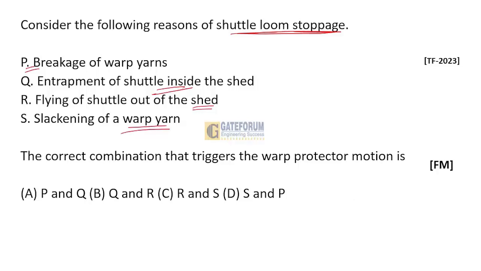When the shuttle goes from one end to the other end, what are the possible outcomes, or what are the possible reasons when a shuttle can stop? It may be due to the breakage of yarns, it may be due to other mechanical or chemical processes during the machine, or if I say something in the shed, if the shed breaks or the yarn breaks, then the machine can be stopped.